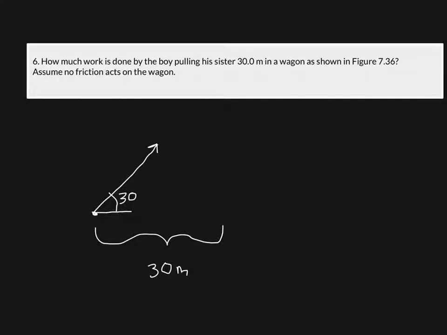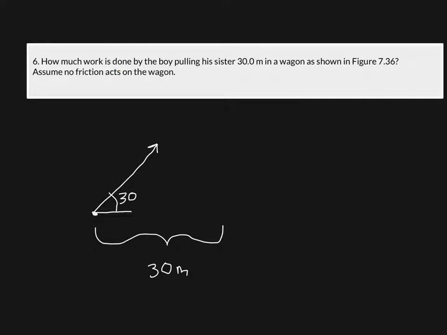So let's see some examples of how to do work and energy problems. We're first going to start with this problem asking us how much work is done by a boy pulling his sister 30 meters in a wagon as shown in figure 7.36. This is in the OpenStax college physics textbook, and assume that no friction acts on the wagon.